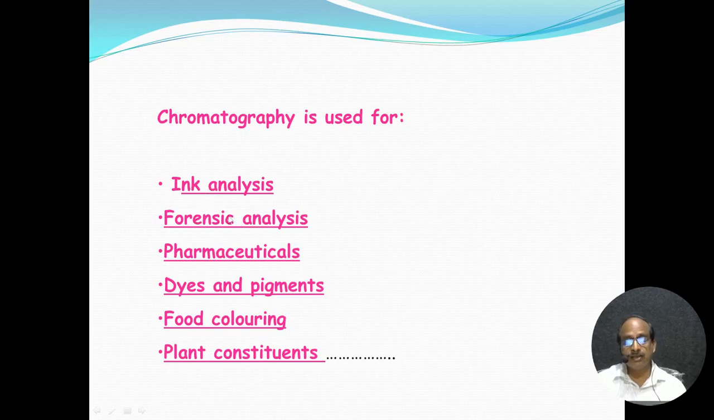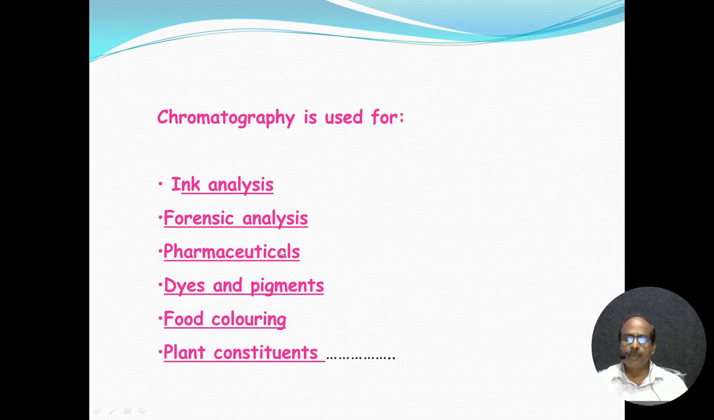Forensic analysis nowadays is most important, for example in a murder case or any civil case. Forensic analysis plays a vital role by using the paper chromatography technique. In pharmaceuticals, as I already mentioned in previous classes, the drugs and raw materials, binding agents and other ingredients in your manufacturing units are analyzed.